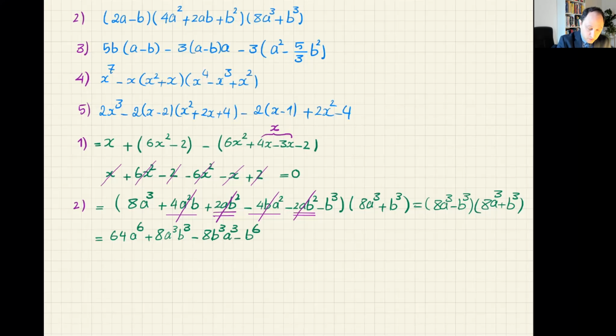But this is not finished because still I can simplify these 2 terms. One of them is here and the other one here. They are similar. And again, they are not only similar, but they are exactly opposite to each other. So they will cancel out. So what is left for me is just 64a to the 6 minus b to the 6. Okay? I hope that you got the correct answer for this one as well.